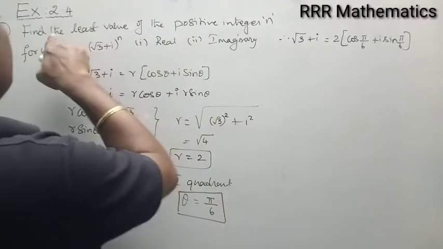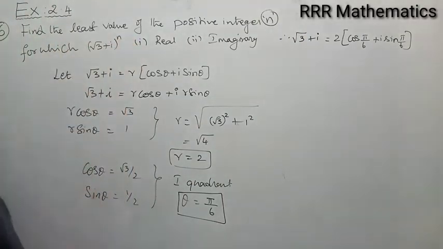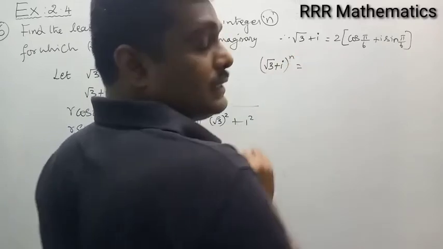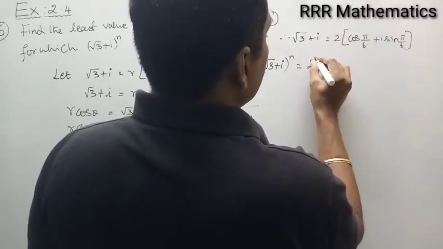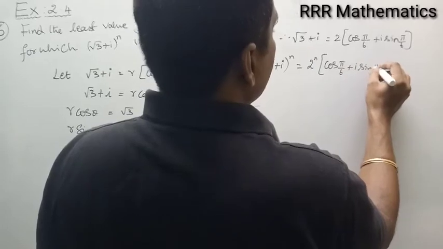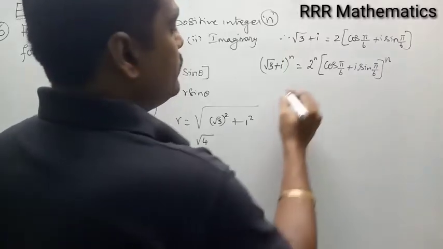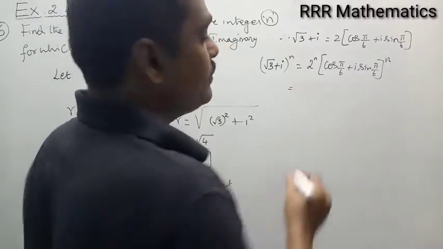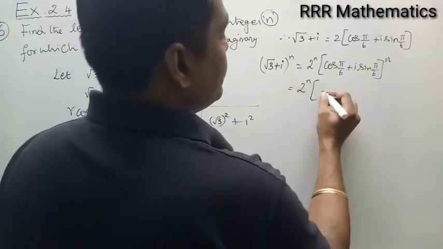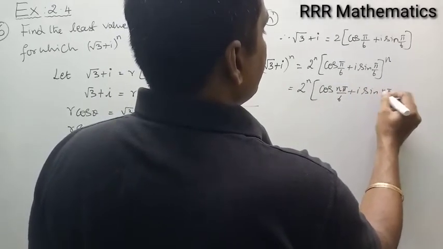But what is given? You want to find the least value of the positive integer n. Where does n appear? In the power of the complex number, (root 3 + i) to the power n. When you raise the power n, you have to raise here also. It will be 2 to the power n (cos pi/6 + i sin pi/6) whole power n. Now I can use De Moivre's theorem. I can multiply this n directly to the argument. The argument is nothing but your theta. So cos n pi/6 + i sin n pi/6.